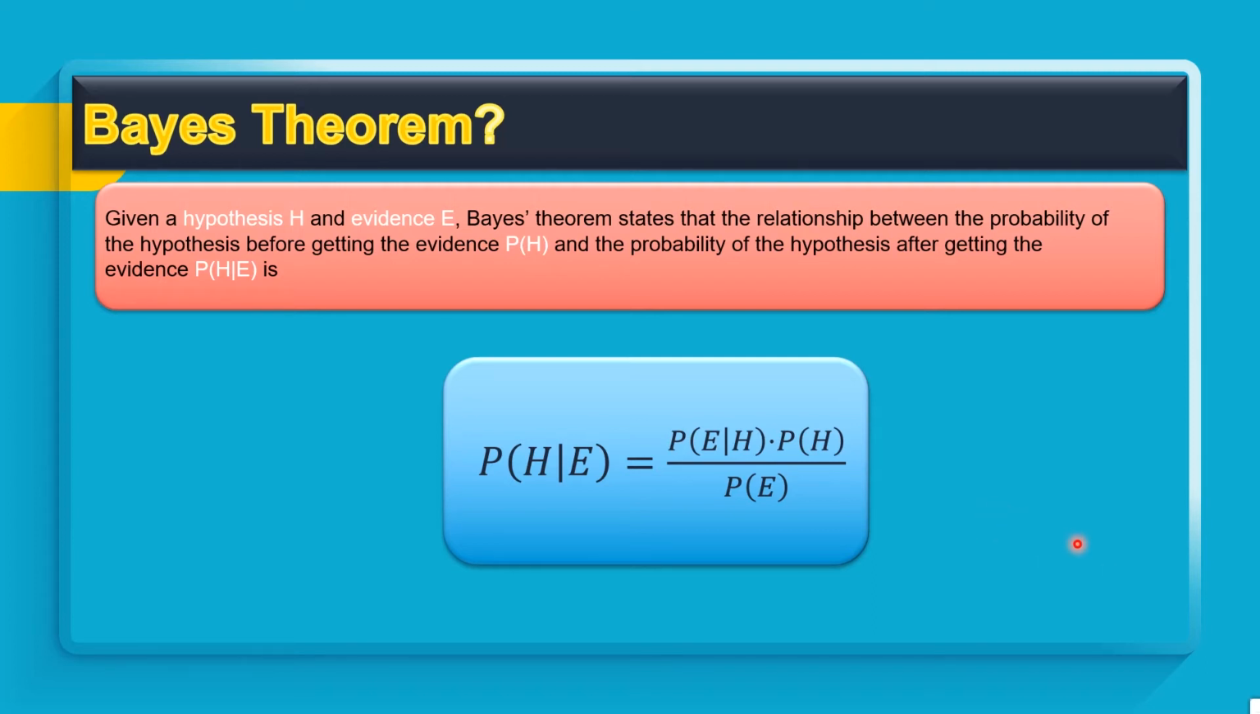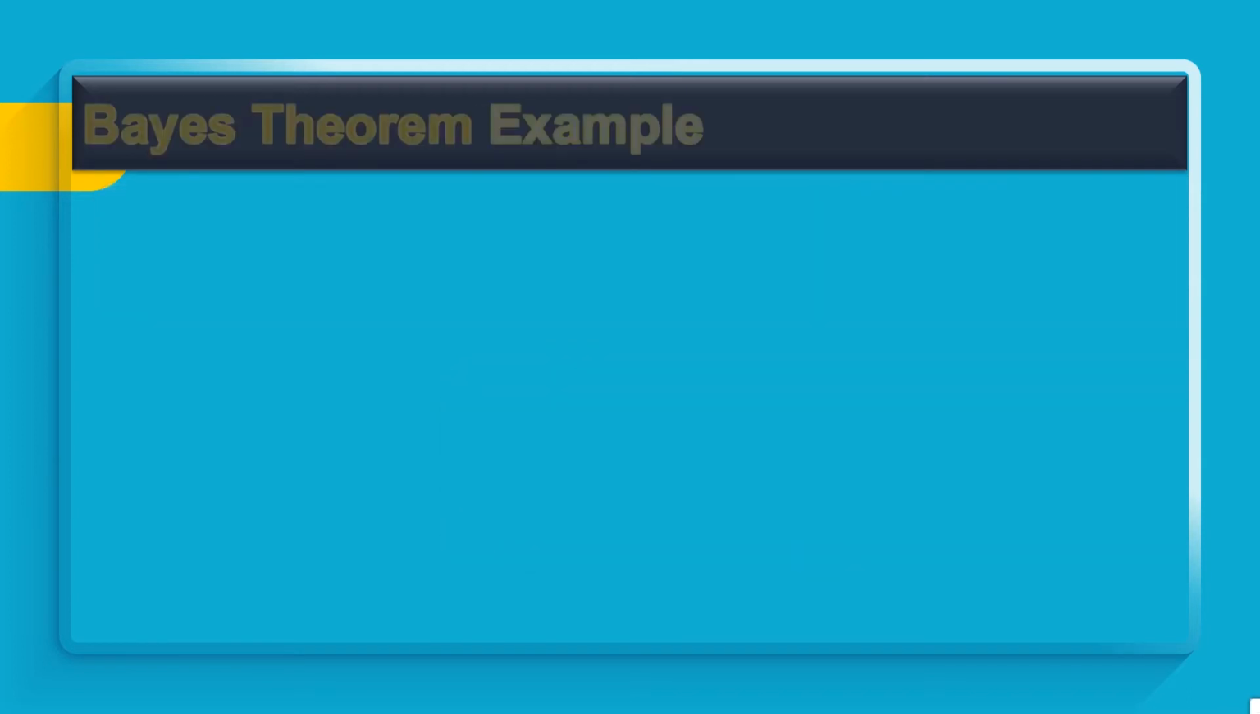Now, if you look at the definition of Bayes theorem, we can see that given a hypothesis H and the evidence E, Bayes theorem states that the relationship between the probability of the hypothesis before getting the evidence, which is P of H, and the probability of the hypothesis after getting the evidence, that is P of H given E, is defined as probability of E given H times probability of H, divided by probability of E. It's rather confusing, so let's take an example to understand this theorem.